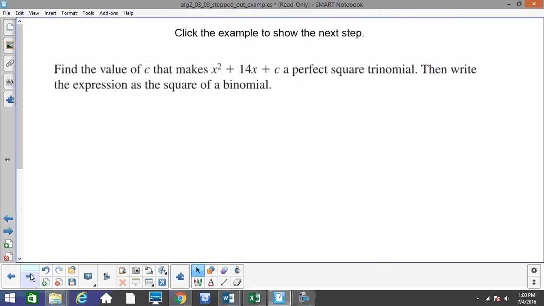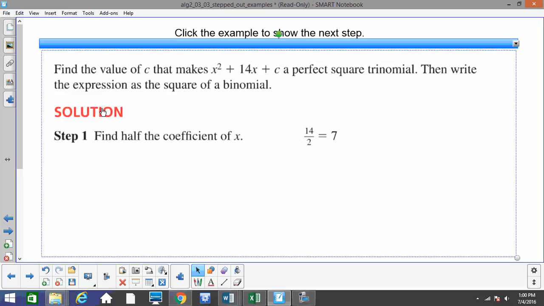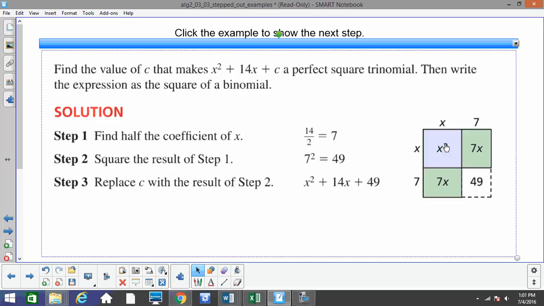So we want to find the value of c that makes x squared plus 14x plus c a perfect square trinomial. Piece of cake. The coefficient of your linear term is 14. 14 divided by 2 is 7. Square it, 49. So you have x squared. Divide that linear term, the 14x, by 2, and you get 7x, 7x. 7 times 7, 49.